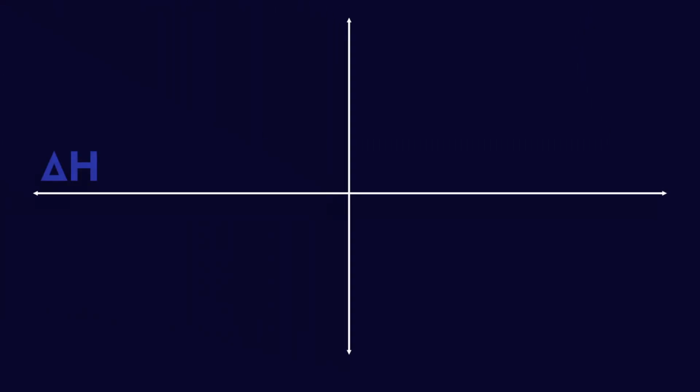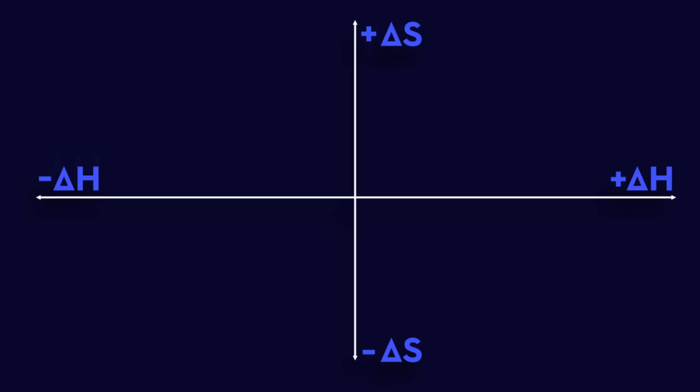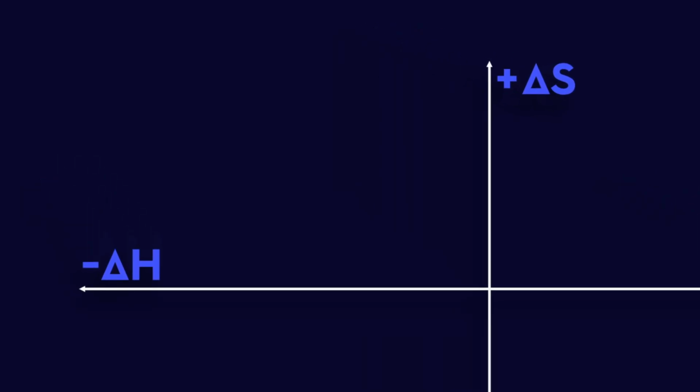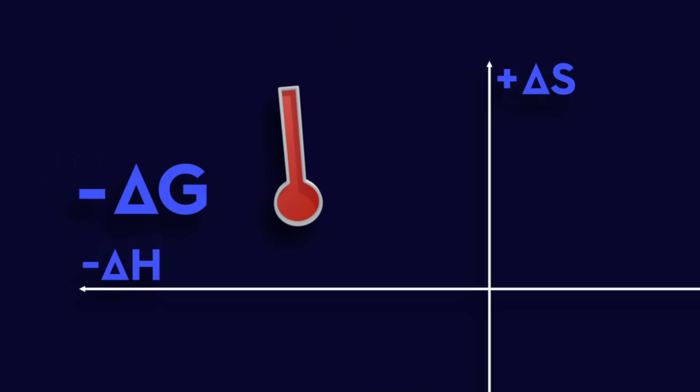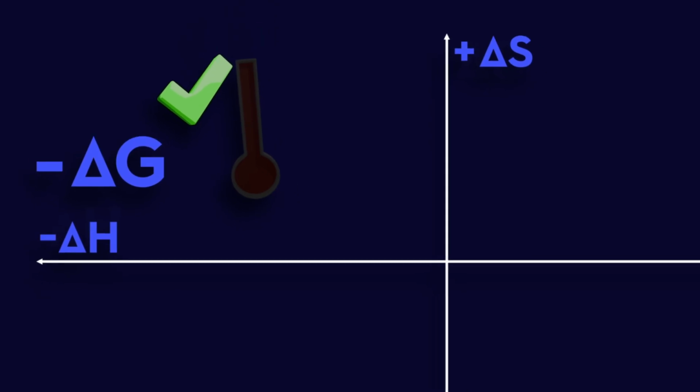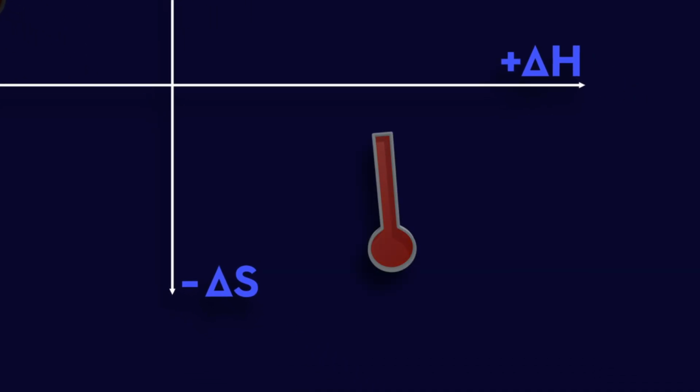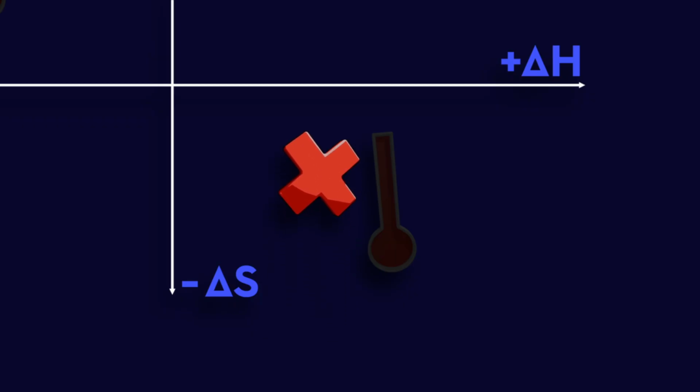We can reason out spontaneity from just the signs of delta H and delta S. No calculator required. Let's fill in the chart step by step. If delta H is negative and delta S is positive, then delta G equals negative minus T times positive, which stays negative for any T, always spontaneous. Enthalpy helps and entropy helps. If delta H is positive and delta S is negative, delta G stays positive for any T, never spontaneous. Enthalpy resists and entropy resists.